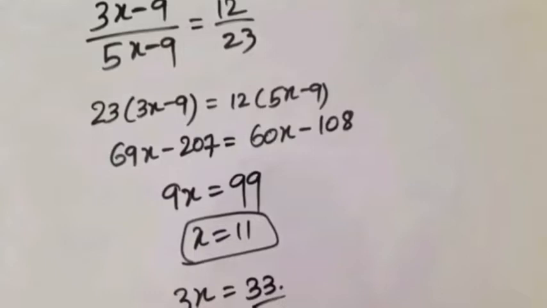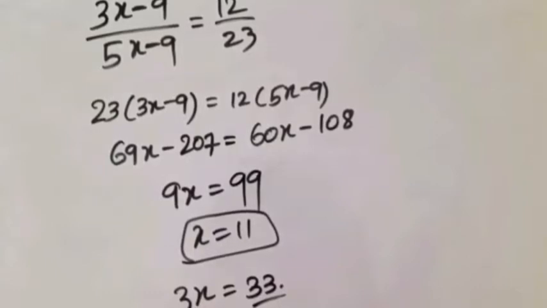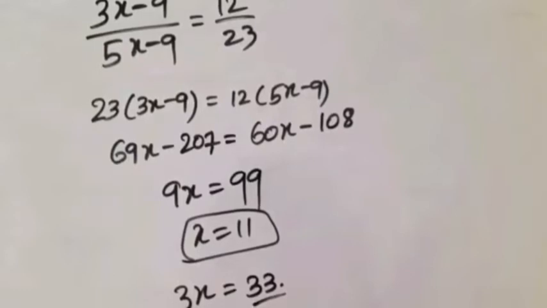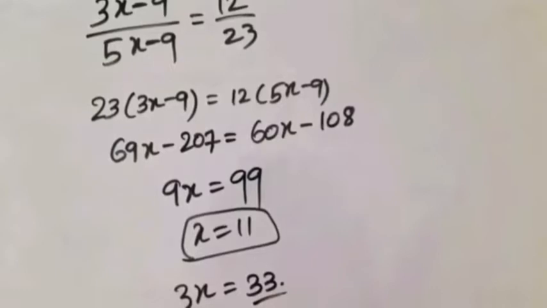So they're not asking x, they're asking the smaller number. In 3 and 5, the smaller number is going to be 3. So they're asking how much 3x is. So 3x is going to be 33. That's it. So let's move forward to the next question.